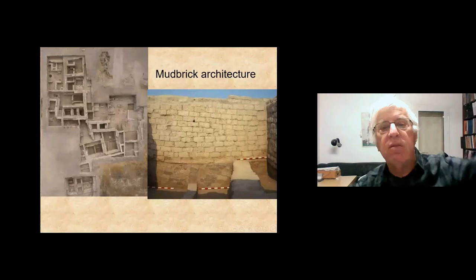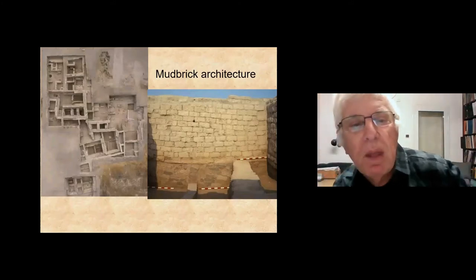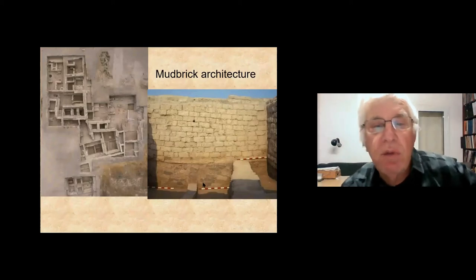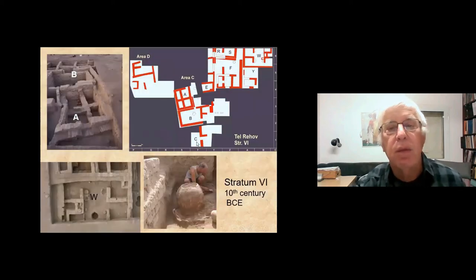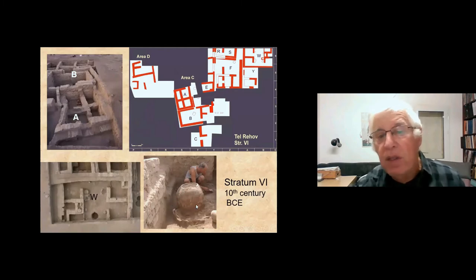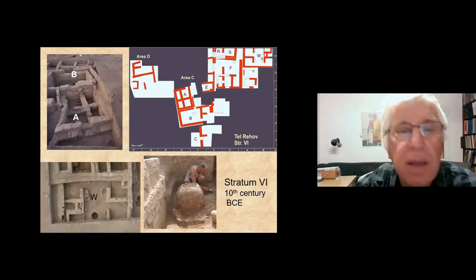This site is very interesting in terms of building technique. All the buildings are built of mud bricks without stone foundation. It's a very unique building technique, and we still don't have a good explanation why it was used here. In the red city, the 10th century, we have houses, we have pottery, we have ovens like this one, regular material culture. It's a city, definitely, because you can see the buildings are built one attached to the other, nice, well-planned structures.